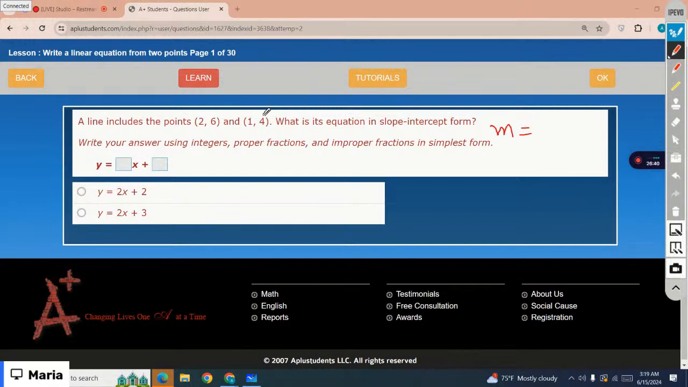Change in y divided by change in x. Subtract their y coordinates first. 4 minus 6, and the next coordinates, 1 minus 2. That would be negative 2 over negative 1. So 2 is the slope, right?